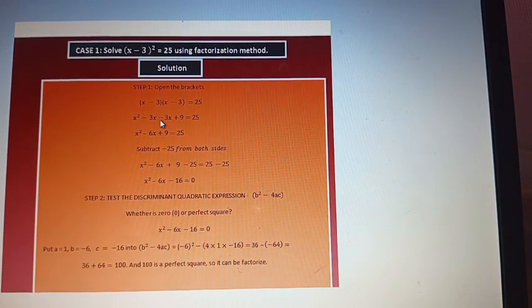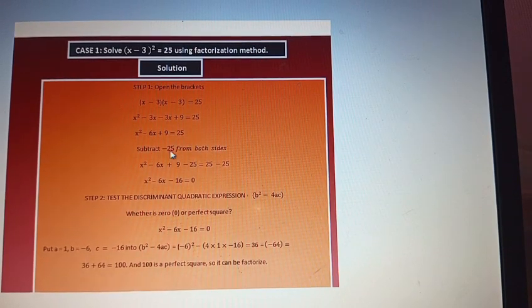s squared minus 3s, s times s is s squared, minus 3 times s is minus 3s, and minus 3 times s will give us minus 3s, minus 3 times minus 3 is plus 9 equals 25. Then we now have our s squared minus 3s minus 3s, which gives us minus 6s plus 9 equals 25.